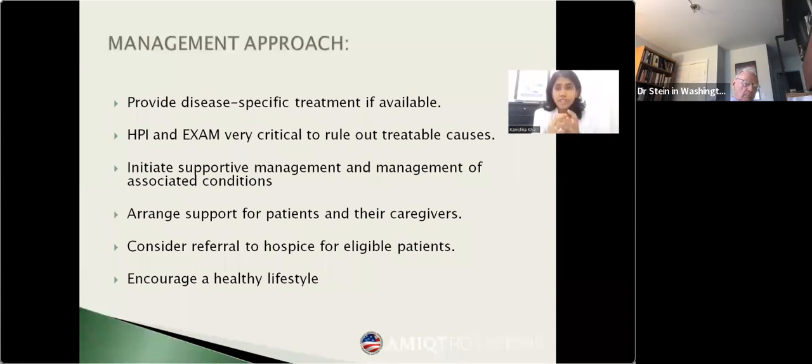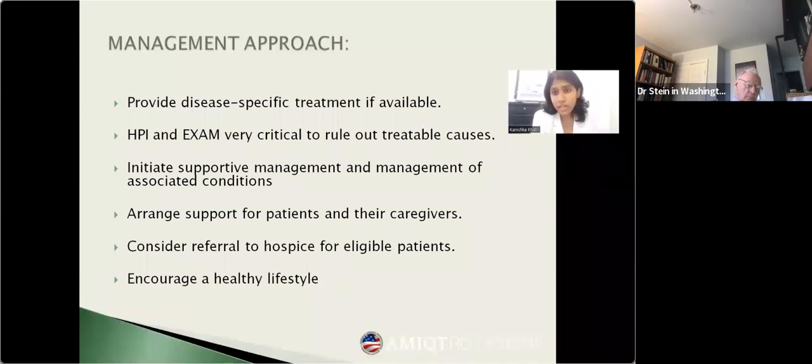And we need to treat the patient holistically by initiating supportive management and management of other associated conditions like neuropsychiatric conditions, malnutrition and weight loss, fecal and urinary incontinence, or infections associated with it. Everything has to be treated. And it's also essential that we arrange support for both patients and the caregivers.